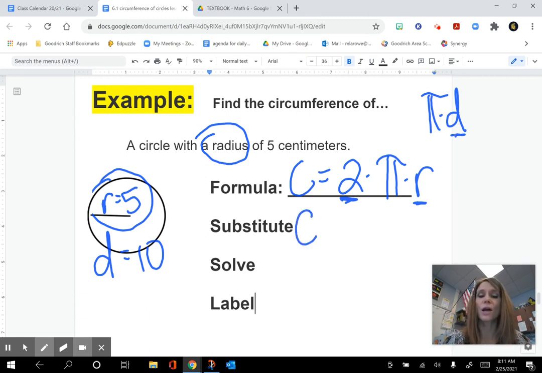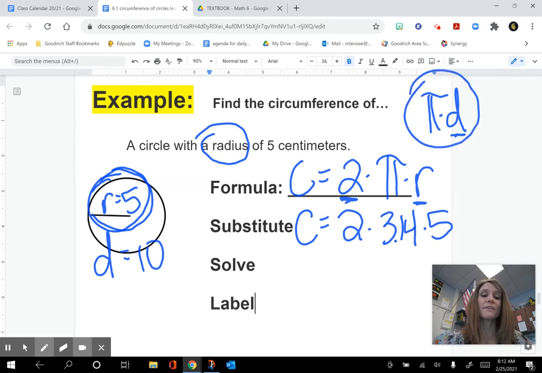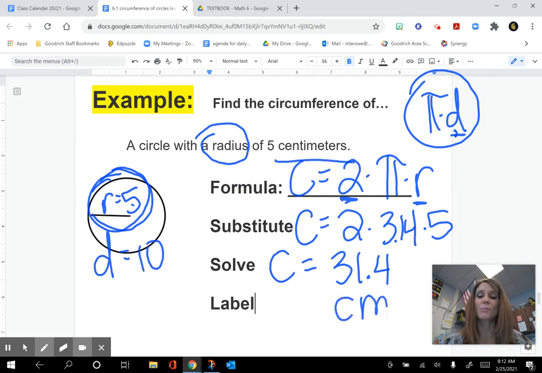So when I substitute, I'm just going to use 2 times 3.14 pi times my radius, which was 5. If I wanted to save myself a step, I could just double the radius and use this formula. And instead of using the 5 value, I'm going to use a 10 in here. When I do the multiplication, it's 2 times 3.14 times 5, which ends up being 31.4, or 31.40 would work. And my label is just plain centimeters, because circumference is an outside edge, which is really just a one-dimensional line wrapped around the outside of any shape. So 31.4 centimeters.